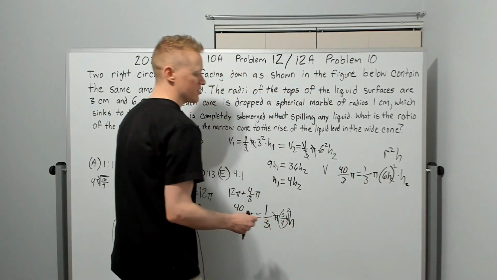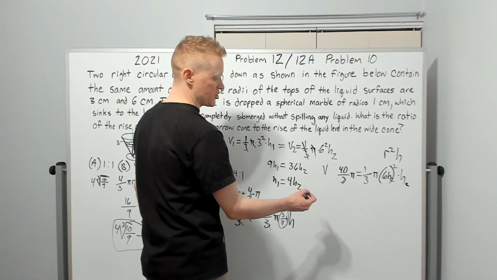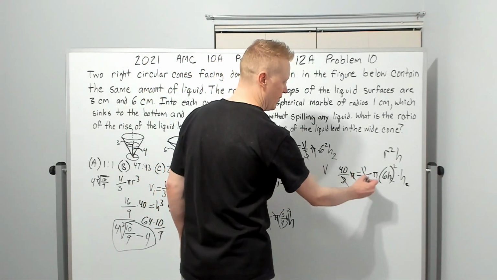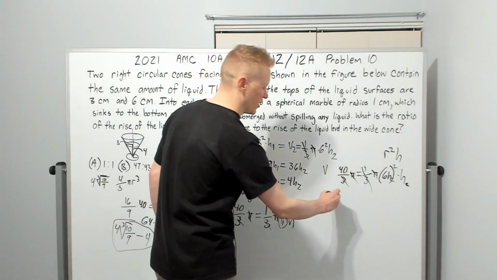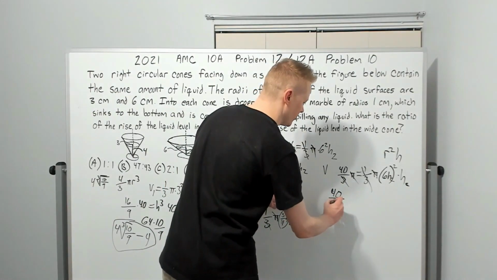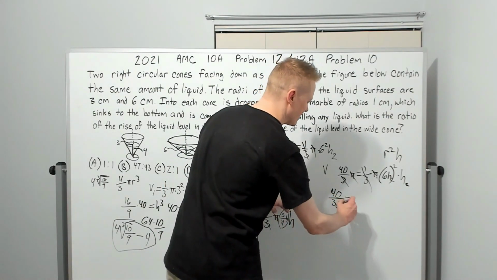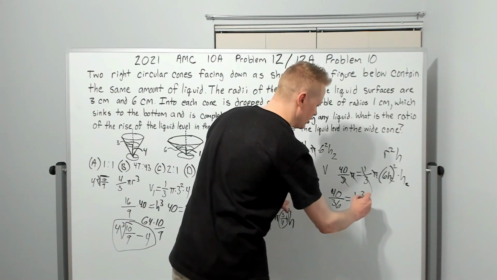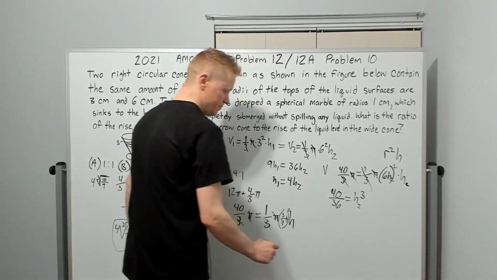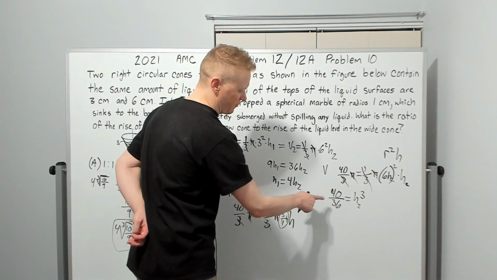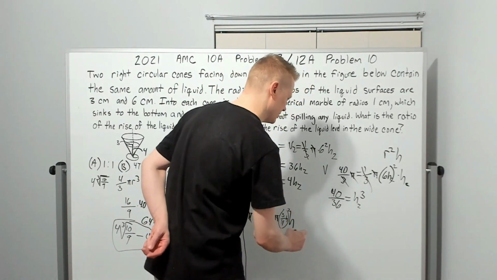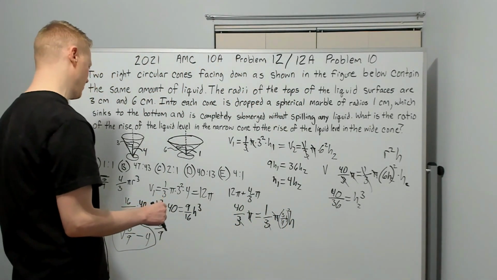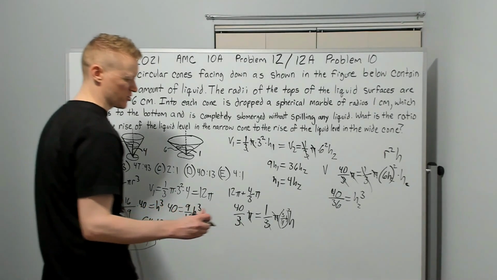Okay, so now we'll solve for h2. We're going to get rid of the 1/3 and the pi. Again, we're going to divide by 36. So we're going to get 40 over 36 is equal to h cubed, h2 cubed. Okay, then what? 40 over 36, we have to cube root that, and then we have to subtract 4.